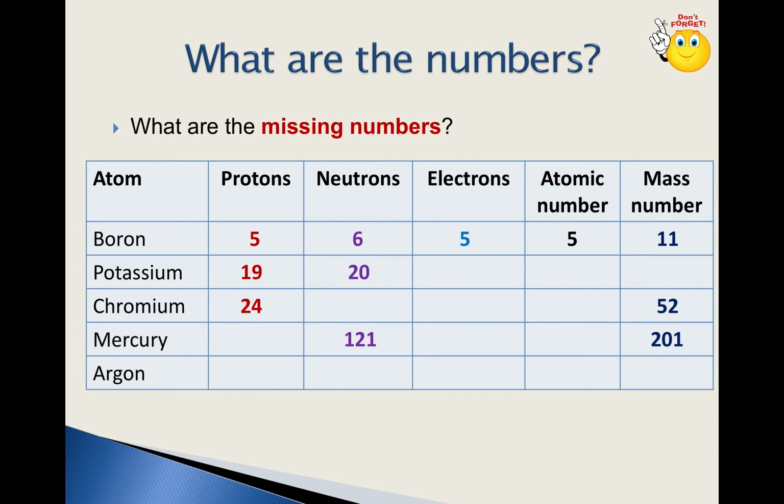Potassium has 19 protons, 20 neutrons, 19 electrons, 19 as an atomic number, a mass number of 39. Chromium has 24 protons, 28 neutrons, 24 electrons, atomic number of 24, and mass number of 52. Mercury has 80 protons, 121 neutrons, 80 electrons, 80 as an atomic number, and a mass number of 201. Argon has 18 protons, 22 neutrons, 18 electrons, atomic number of 18, and a mass number of 40.